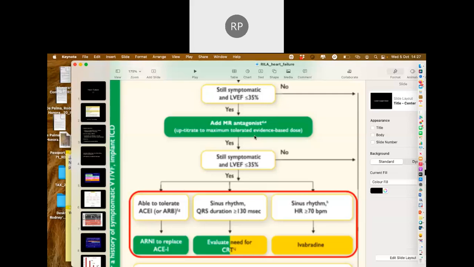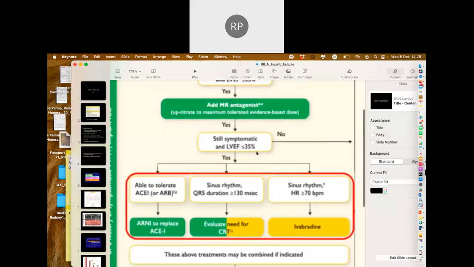SGLT2 inhibitor. And this is a kind of a relatively exciting development in the last few years because it reduces hospital admissions and morbidity, and also in some cases mortality related to prognosis in terms of heart failure. And importantly, although it was initially tested in diabetic patients because it was originally and is sometimes just used as a diabetic drug, it also works in patients who don't have diabetes. So maybe we can talk about that a bit later if people are interested.